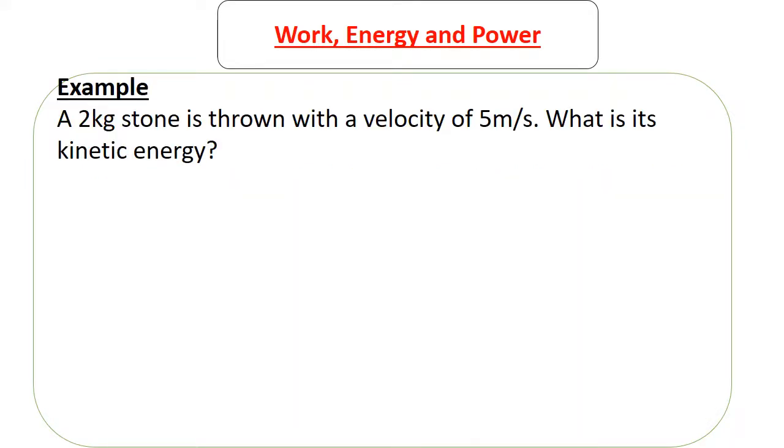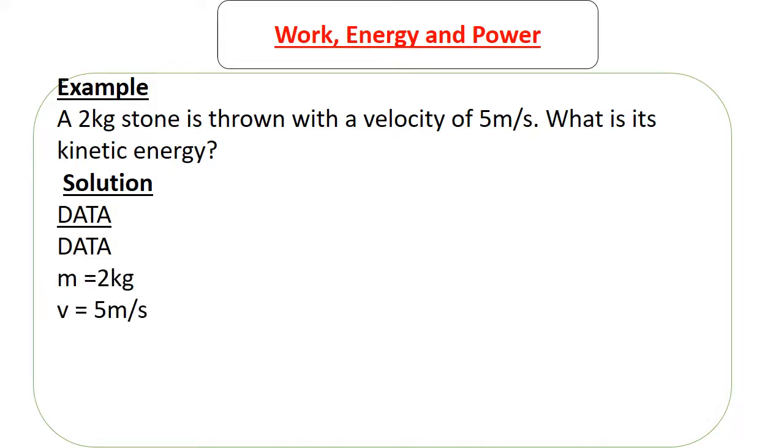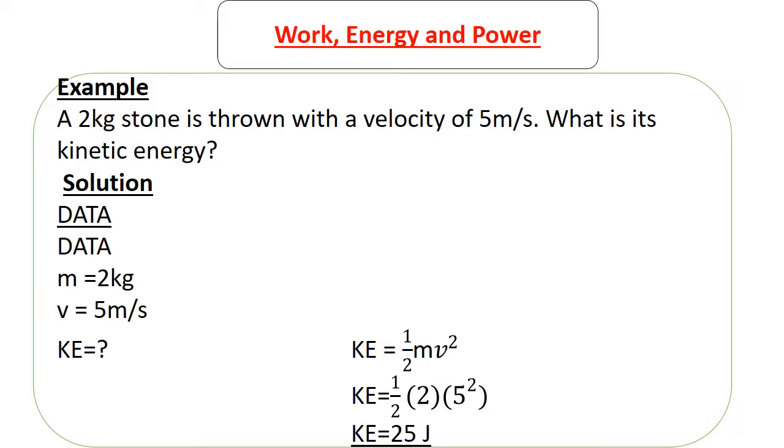Let's take a look at an example. A 2 kg stone is thrown with a velocity of 5 meters per second. What is its kinetic energy? Here's the solution. Here's the data we've been given: mass is 2 kg, velocity is 5 meters per second. We're looking for kinetic energy, which is given by half mv squared. You can plug in the values. m is 2 kg and v is 5. When we do this, we're going to get 25 joules. So this is the kinetic energy of the stone.